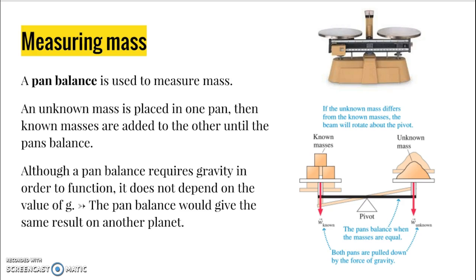Now when it comes to measuring mass, we can use a pan balance. So this basically uses the idea of balancing an unknown mass with values of known masses and getting the pans to balance. Right, you might have used this in chemistry class when measuring chemicals. Although this pan balance does use gravity in a sense in order to function, because gravity is actually what causes it to balance, right? The force due to gravity. It doesn't matter the value of g when you're using this pan balance, right? It's going to give the same result on any planet.